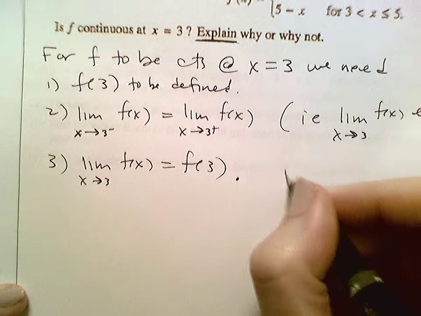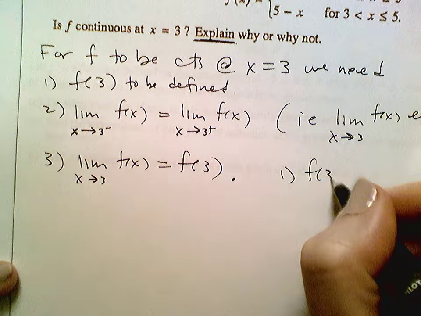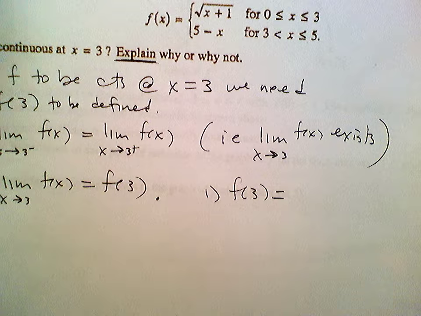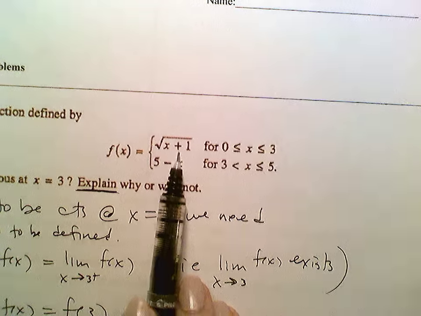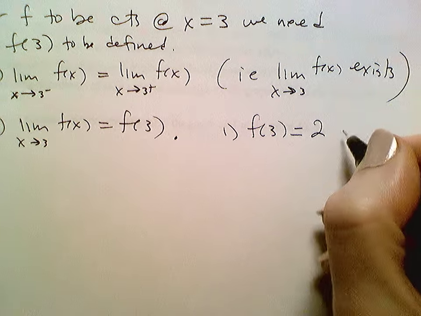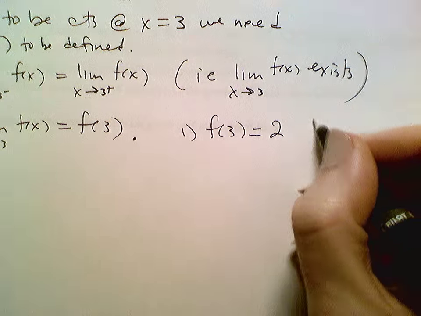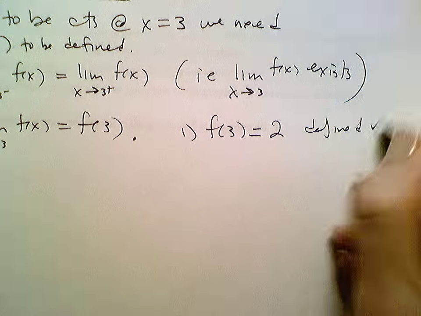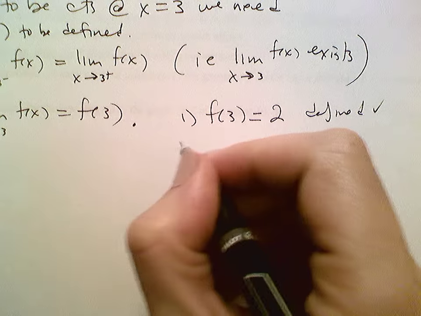Now, number 1, f of 3 equals, so I'd be using this top one for plugging in 3. So f of 3 equals radical 4, which is 2. Okay, so defined.